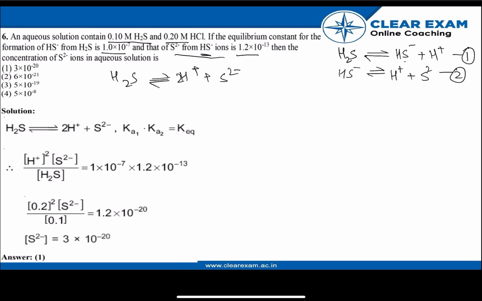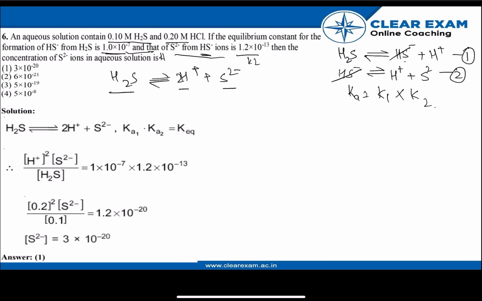We're given the equilibrium constant of formation of HS- from H2S, that is 1.0 × 10^-7. Let's call it K1, and the second one is K2. So with this in mind, K equals K1 times K2. Now when we add these two equations, HS- and HS- get cancelled, and we have H2S on the left-hand side, and H+ and H+ ions make 2H+ and S2-.